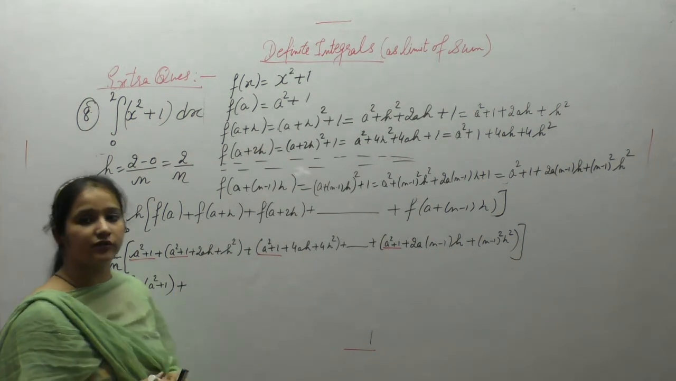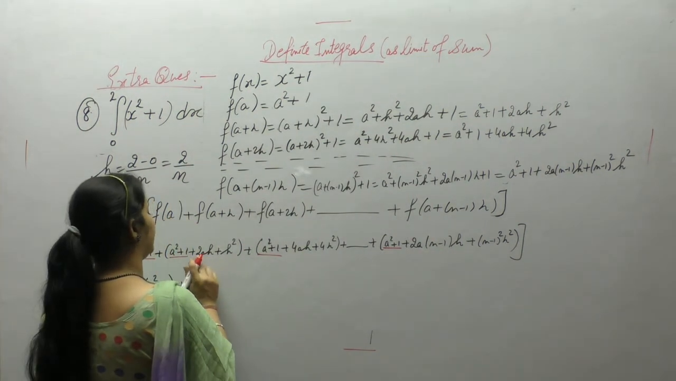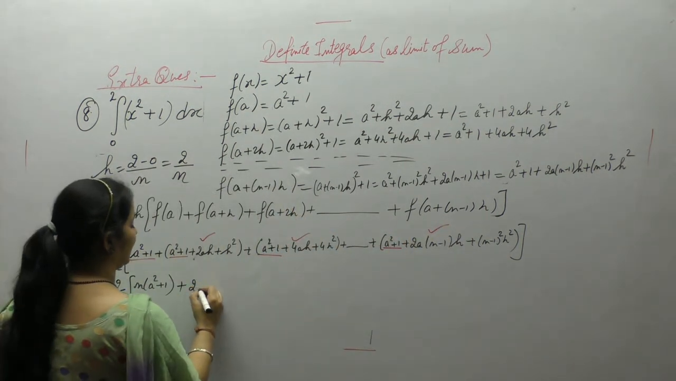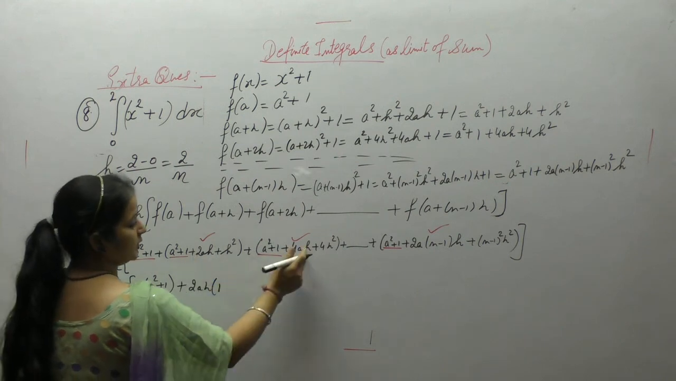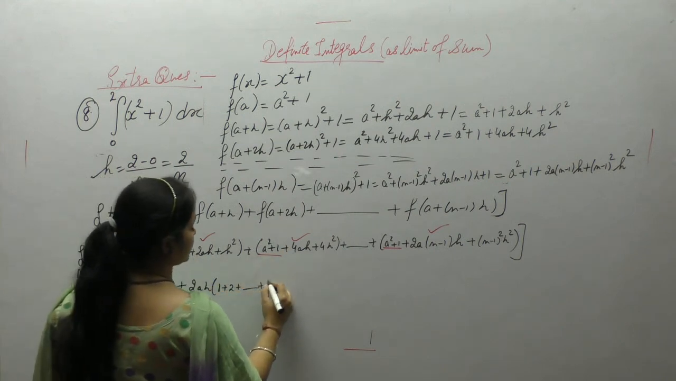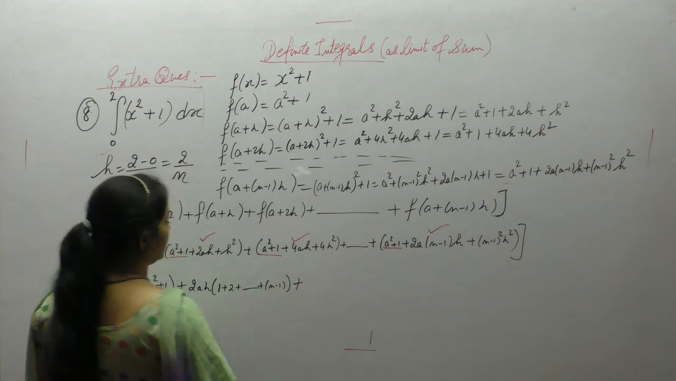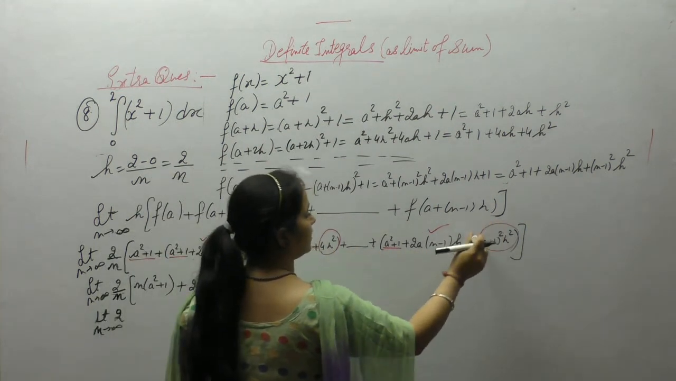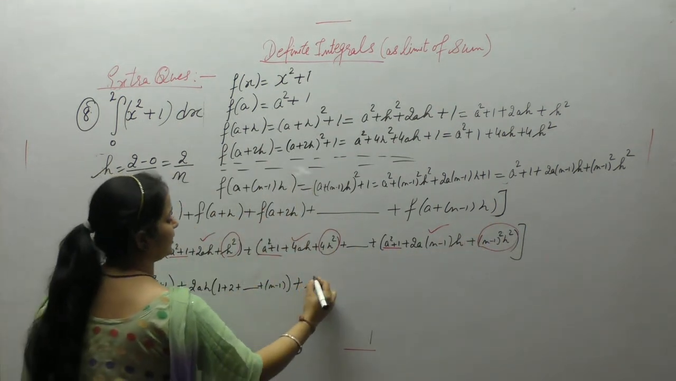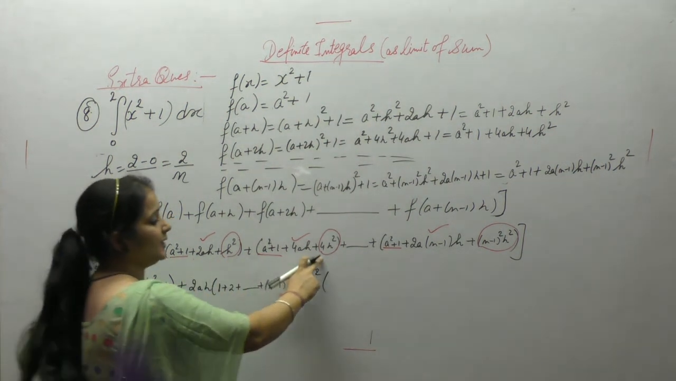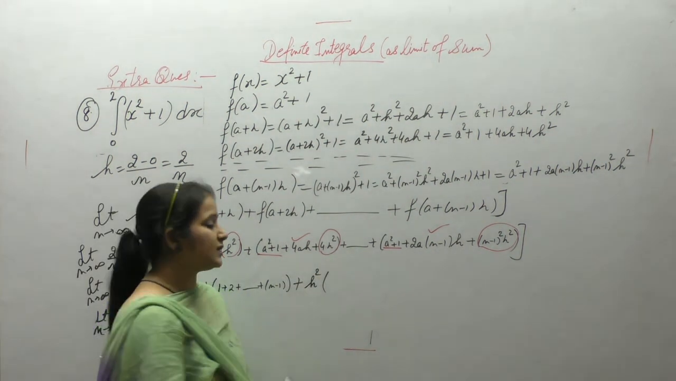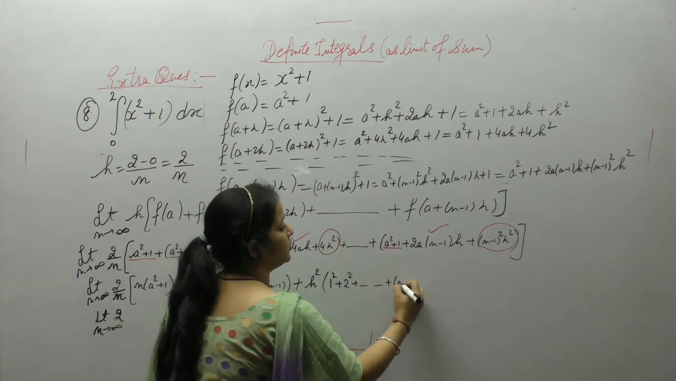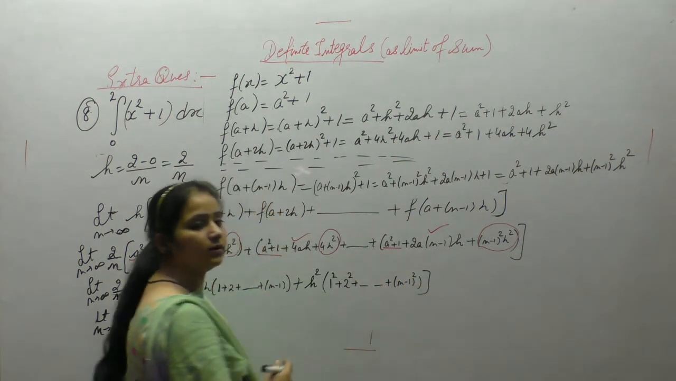Now take the terms of h, 2ah. If we take 2ah common, here we are left with 1, 2 and so on up to n minus 1. Now the terms of h square: if we look at the terms of h square, here we are left with 1 and here we are left with 4. We can write 1 as 1 square, 4 as 2 square and so on up to n minus 1 square.